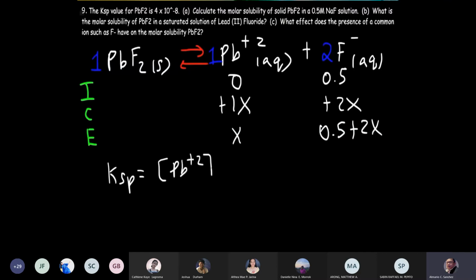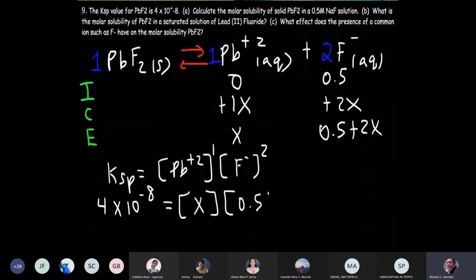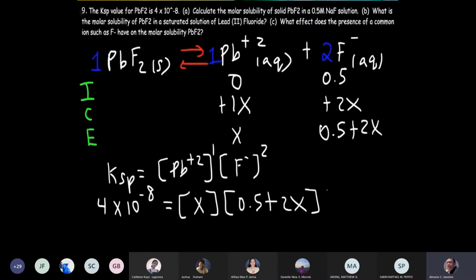So it's just going to be products divided by no reactants in this example. Now we need to raise this to the second power. So that's the KSP expression for this reaction. Now the KSP is 4 times 10 to the negative 8. And the concentration of the lead 2 plus ion, we said it's x. And the concentration of fluoride is 0.5 plus 2x.